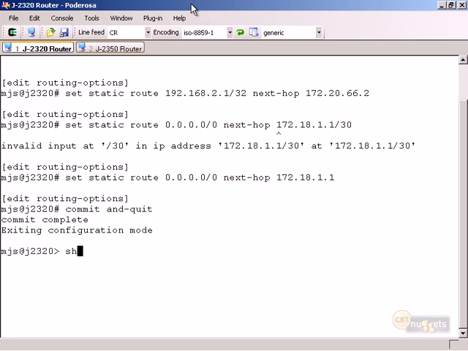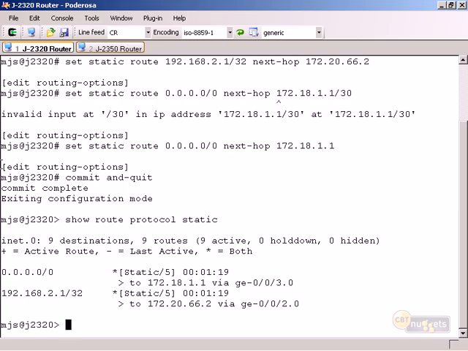Now remember, we can do a show route protocol static. We just want to see the static routes. Now we can see here's our default route, 0.0.0.0/0. It's a static route with a preference of 5 to the outside interface of the service provider on ge-0/0/3 unit 0. And here's our static route over to the neighbor router 2350 to its loopback address, and this is the outside interface on gigabit 02.